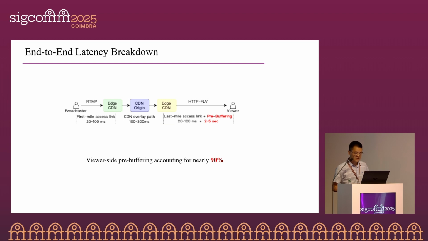To identify where latency optimization would be most effective, we broke down the delay into segments and focused on network-related delays. Our key observation is that the last mile latency dominates the overall delay, as you can see here. With this insight, we prioritize the viewer-side delay optimization.